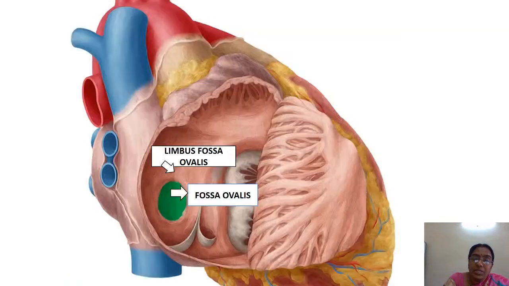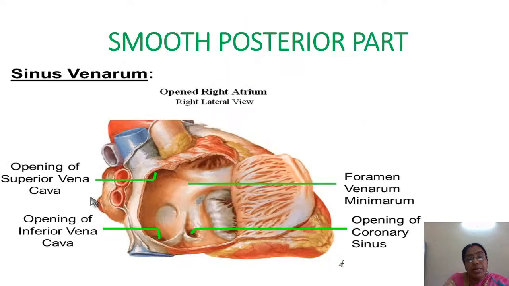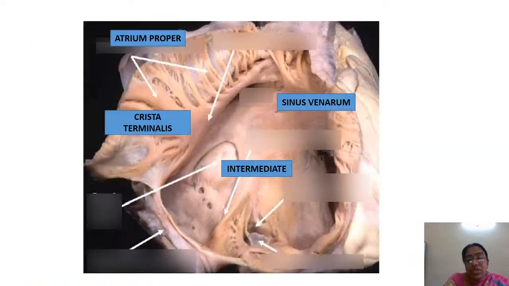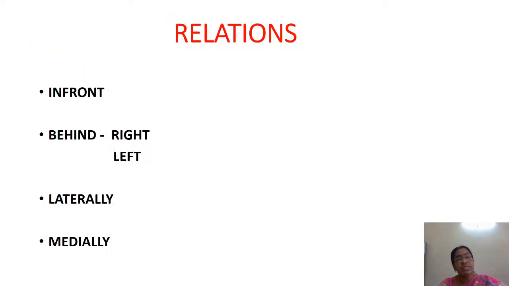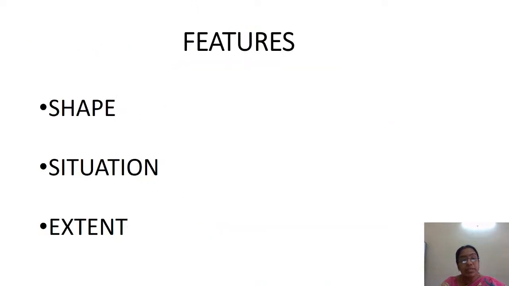The important thing you have to tell is only the external features and the internal features of the right atrium. So when you are seeing the right atrium, I am again repeating the same part here. The main things are the features: shape, situation and the extent. When you say the shape, it is elongated, extending from the superior vena cava to the inferior vena cava below.